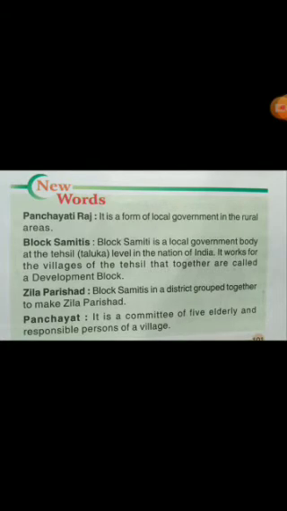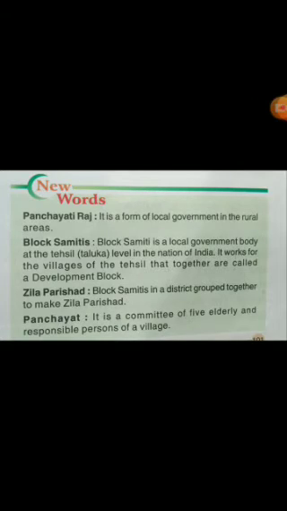And the block has its own limitations, so different blocks will be clubbed together to form a Zilla Parishad, and the Zilla Parishad will be taking care of the common problems and the higher needs of the people. So the first level is the basic unit, that is the village. The second tier is the block samiti, and the third tier is the Zilla Parishad.